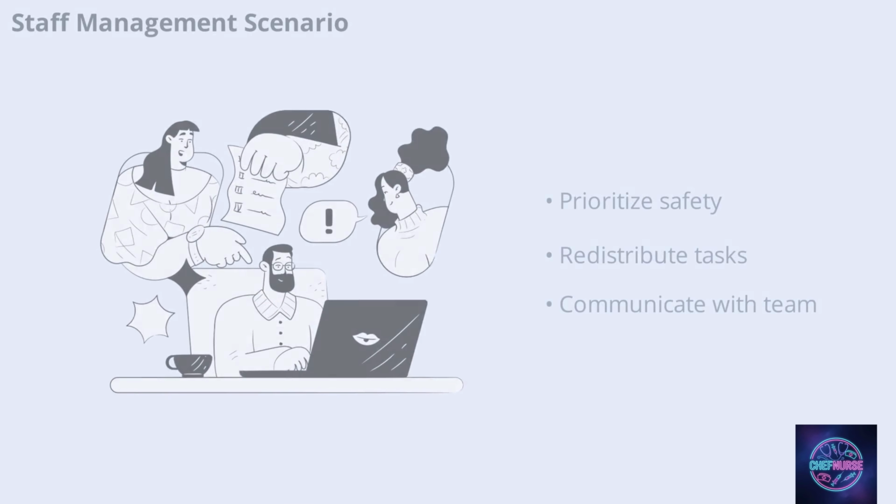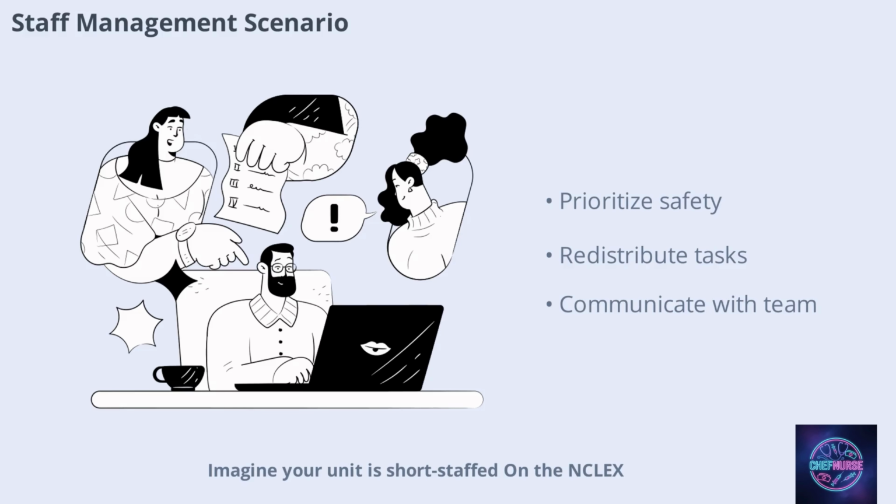Imagine your unit is short-staffed. On the NCLEX, the best response is to prioritize patient safety, redistribute tasks, and communicate with your team. Avoid taking on too much yourself or ignoring the issue. Effective staff management ensures all patients receive safe, timely care, even in challenging situations.